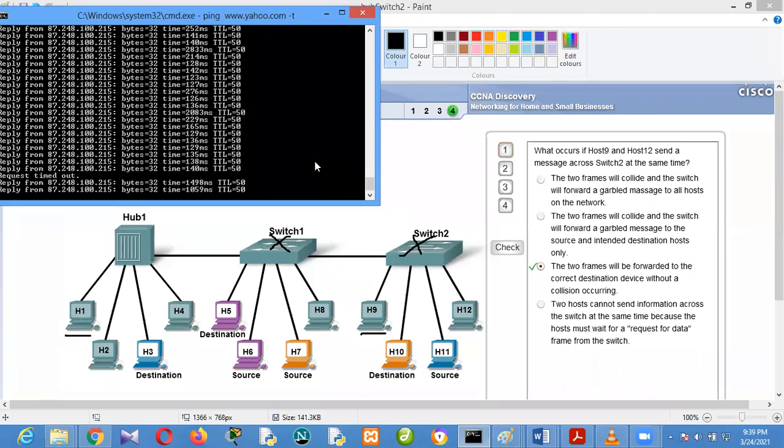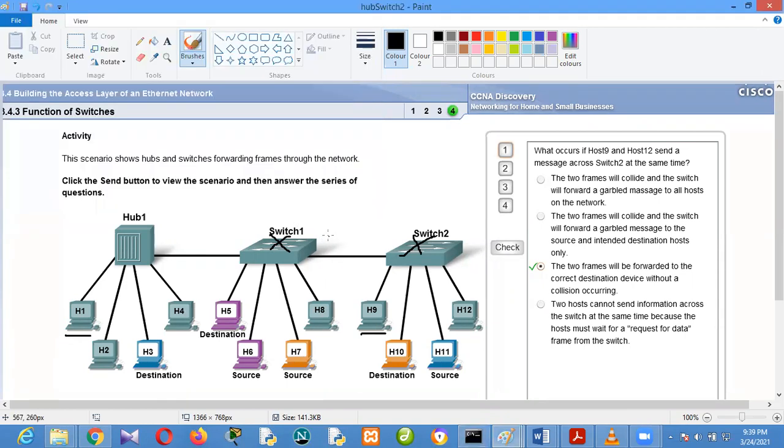Then it passes it to all the hosts under it. Then it passes to switch two. Switch two will check, and when H11 replies, it will now register it in its ARP table, because we pass it to all the hosts. Okay, one more thing too.